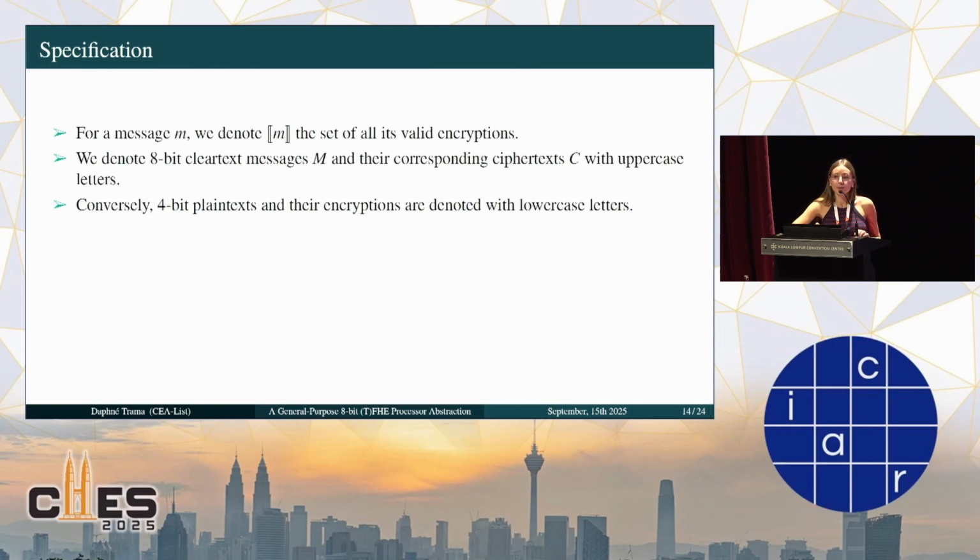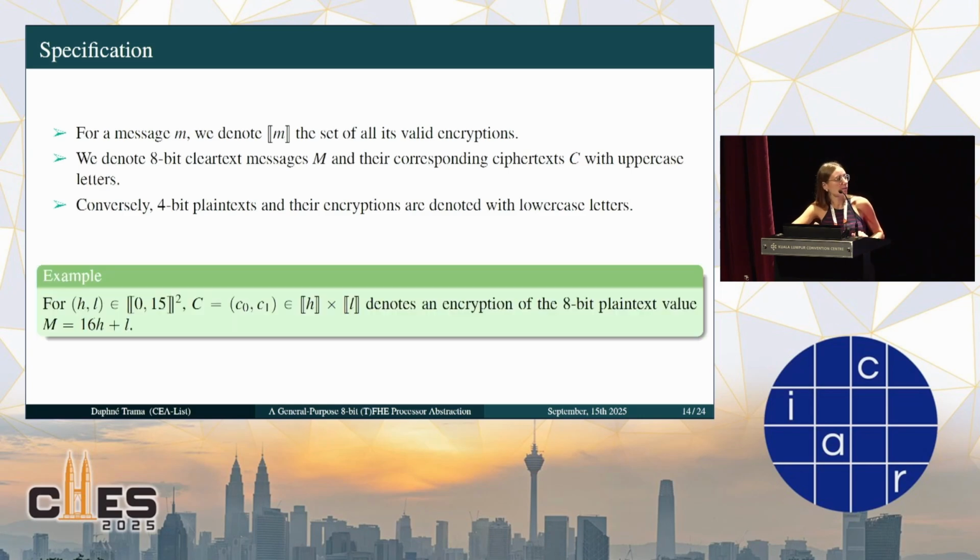So we denote with double brackets the set of all valid encryption of a message M. And we use uppercase letter to denote 8-bit messages. So if this uppercase letter is a C, then it's the encryption of an 8-bit value. And similarly, we use lowercase letter to denote 4-bit values that we also call nibble. And if this lowercase letter is a C, then it's the encryption of a nibble.